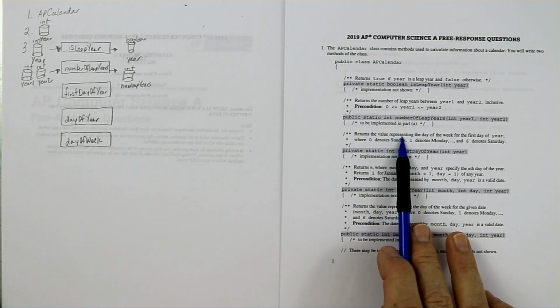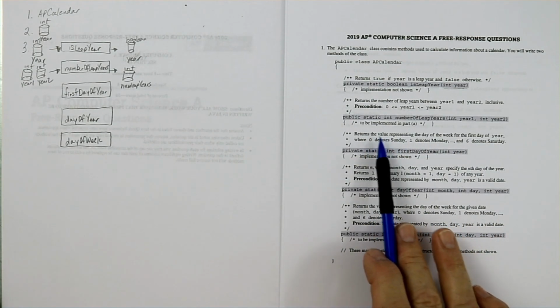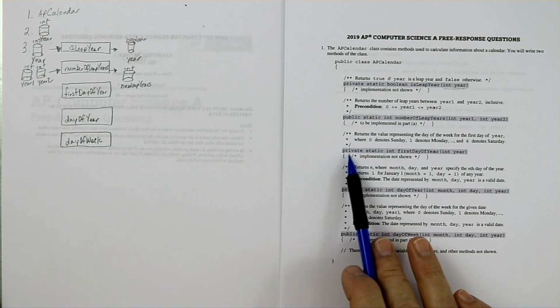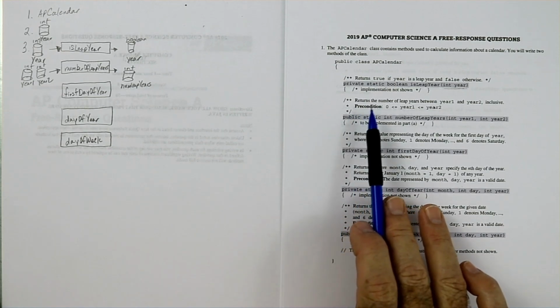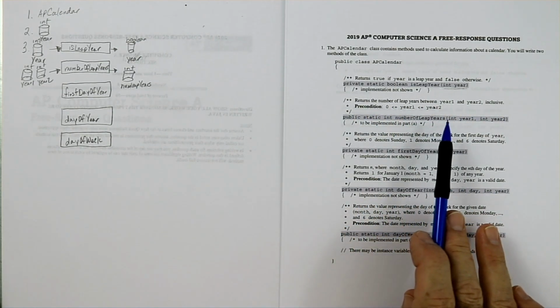And it returns the value representing the day of the week for the first day of the year, where 0, actually, this is for this one. Returns the number of leap years between year 1 and year 2, inclusive. Preconditions: year 1 is at most year 2.